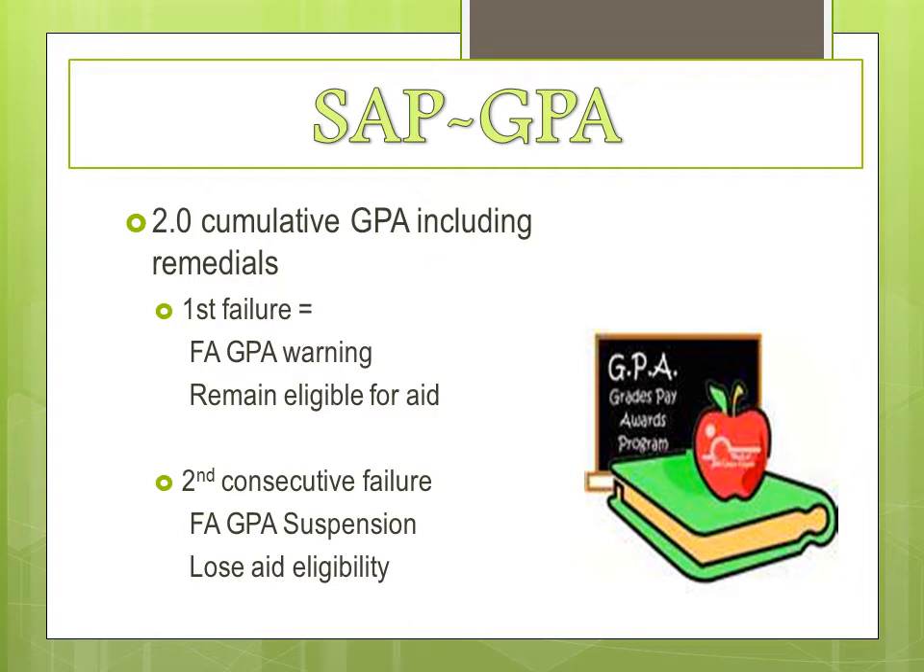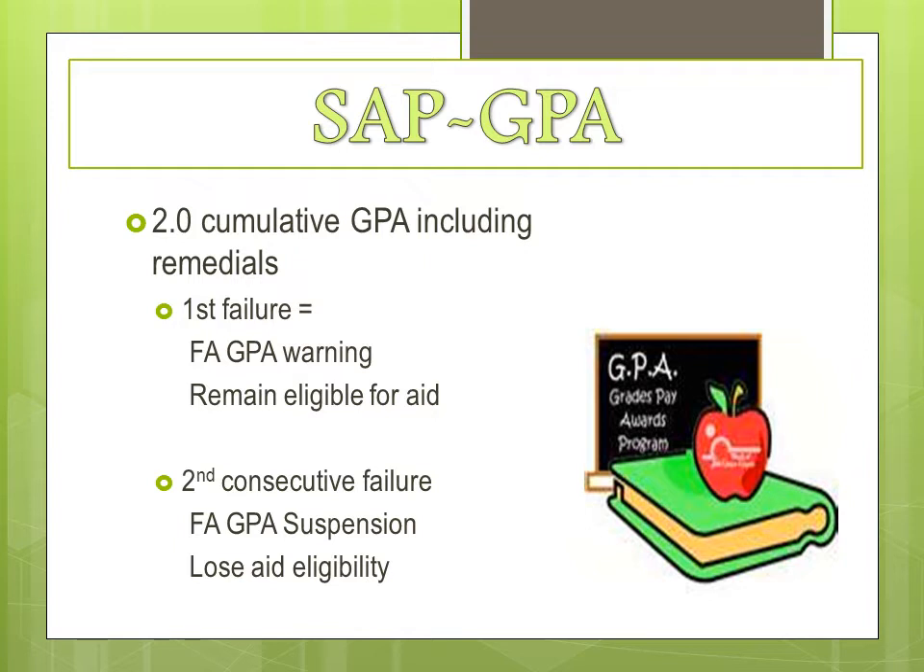Another component of the SAP is GPA. Students are required to maintain a cumulative GPA, which includes the remedial classes. Upon failing it the first time, students would be placed on warning and remain eligible for aid. Upon failing it the second consecutive time, students would be placed on suspension and lose eligibility. Please note that the Financial Aid Office calculates GPA, which includes the remedial hours.